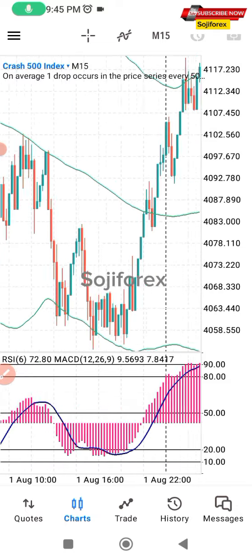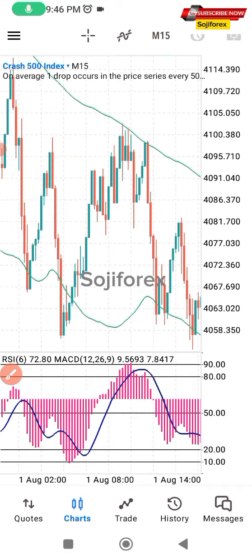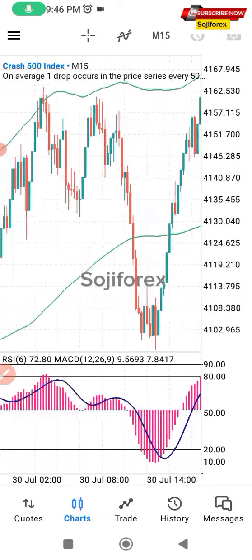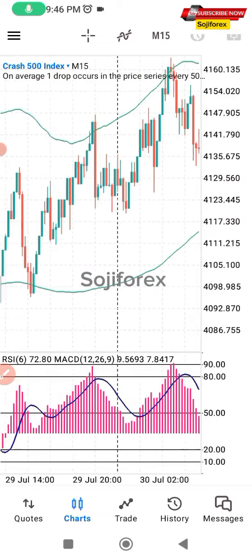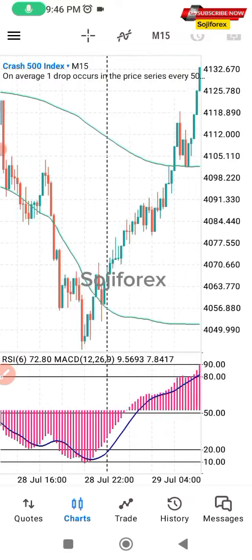This is Crash 500, here and here, and in this case we are having an equal low. So this is a divergence. You make your entry and you see the move to the upside. I want you to backtest this and see how profitable this particular strategy is.